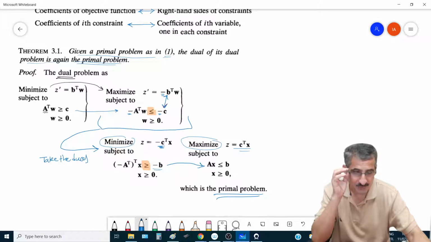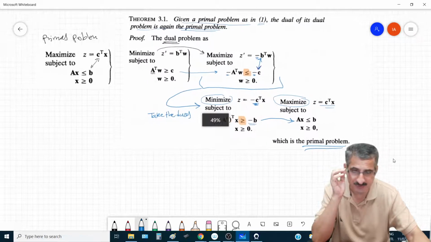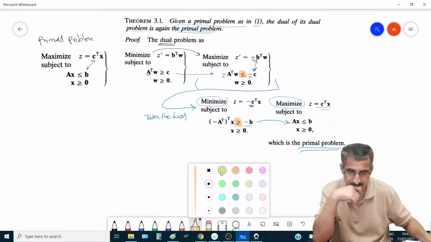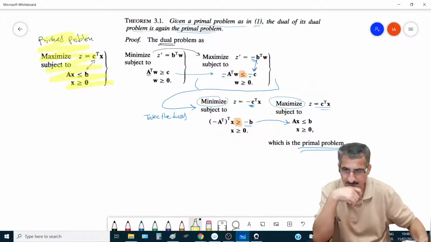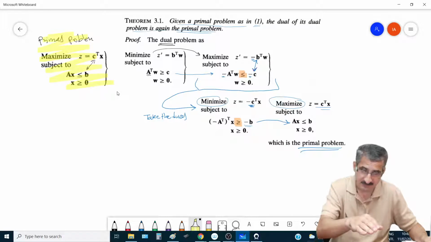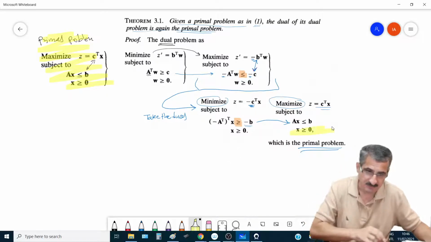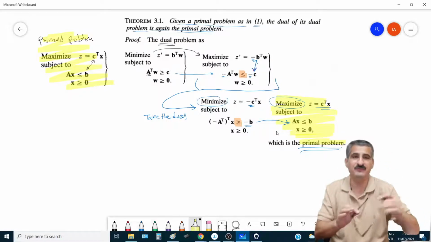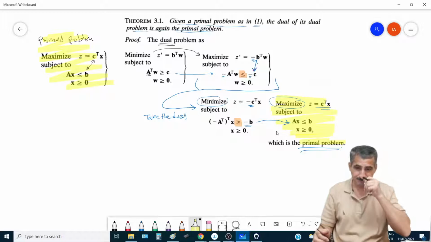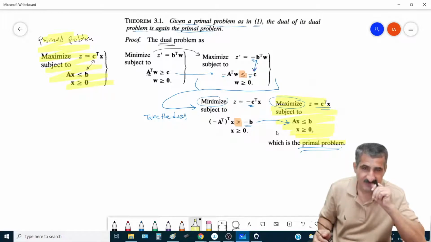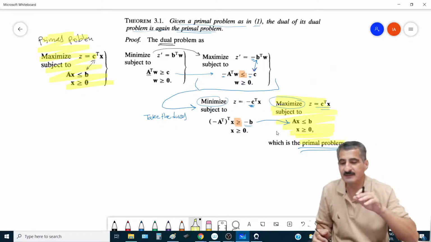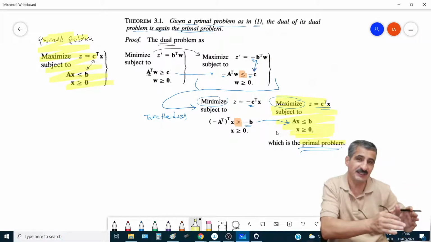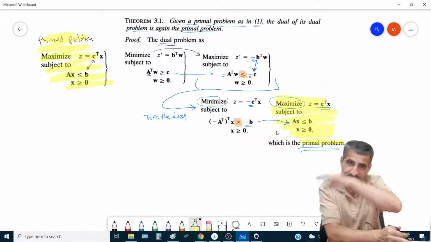Good. So what we have shown here that starting with the primal problem here, take the dual, play with it, take the dual again, play with it, we get the primal problem again. So the dual of the dual is the primal problem. Okay, remember that the dual is a linear programming problem, so we can start with it. Take the dual of it, which is the primal, and take the dual again, then we get the dual.